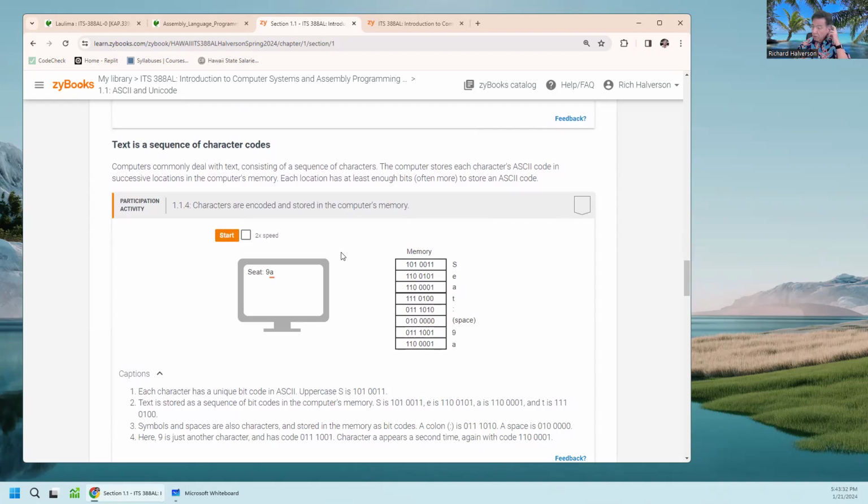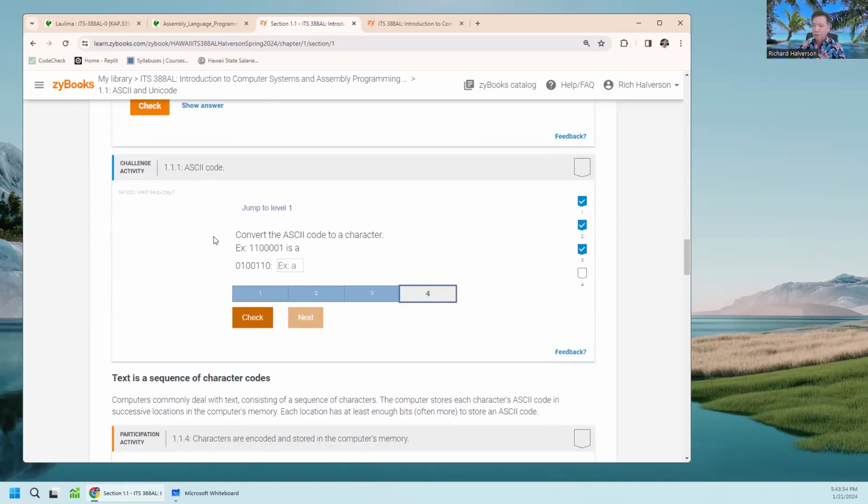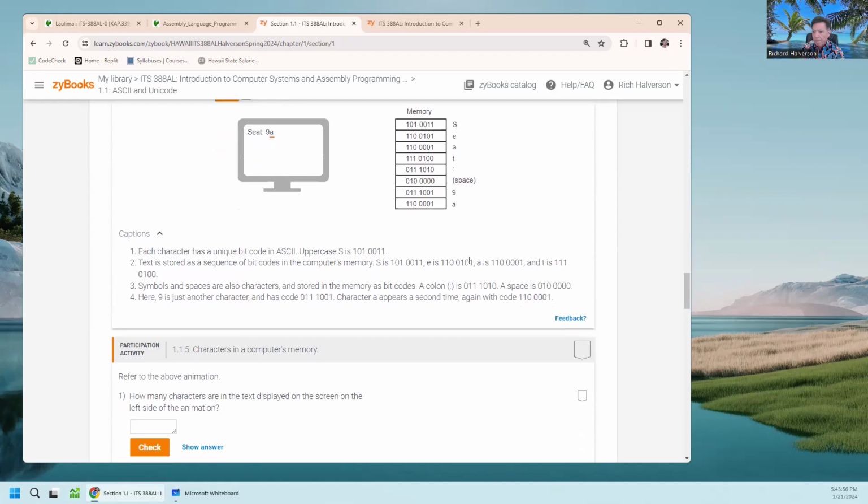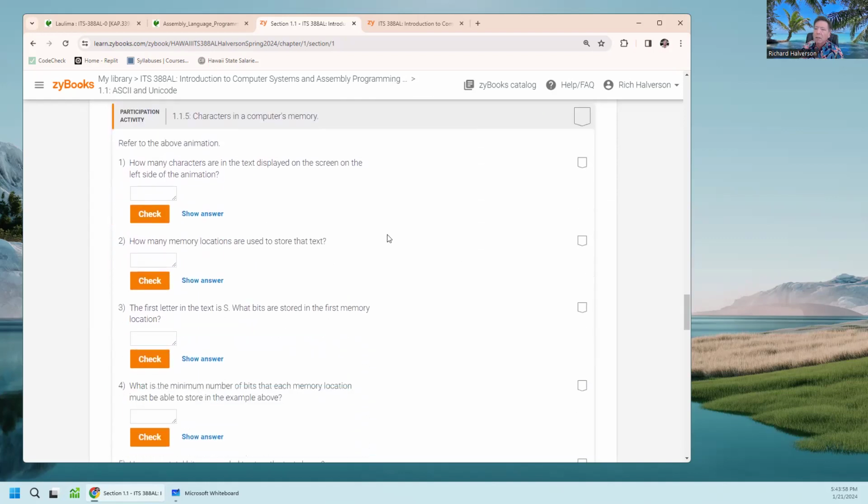Okay, and so when you see text on the screen, even if it's a number, really what it is is a string of characters. See, this is SEAT colon space 9A. And these are the same kinds of things that we were translating back and forth up here in this challenge activity. So that's how that works.